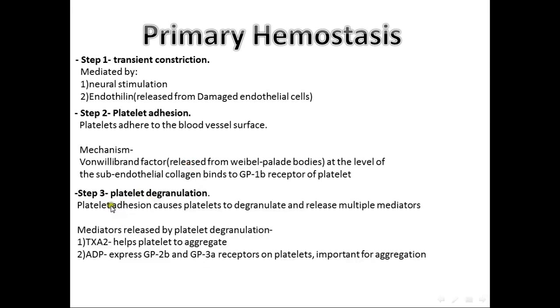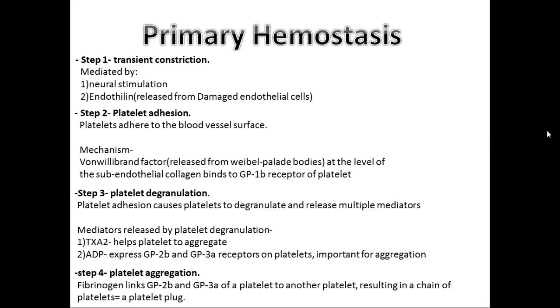So the first step is platelet adhesion, that causes platelets to degranulate and release multiple mediators. The important mediators are thromboxane A2, which helps platelets to aggregate, and ADP, which expresses GP2B and GP3A receptors on the platelets themselves by autostimulation, and this is important for aggregation because of step 4, which is platelet aggregation. A fibrinogen molecule links GP2B and GP3A of platelets to another platelet, resulting in a chain of platelets, which is called platelet plug.